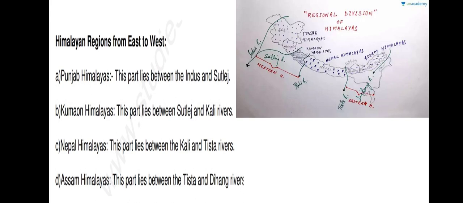Then we have second one between Satluj and Kali River, which is called as Kumaon. Then between Kali and Tista, in Sikkim, which is called as Nepal Himalayas. Then between the Tista and Dihang, it's called as Assam Himalayas. Remember, Dihang is a gorge through which river Brahmaputra enters India after taking a U-turn from Namcha Barwa.